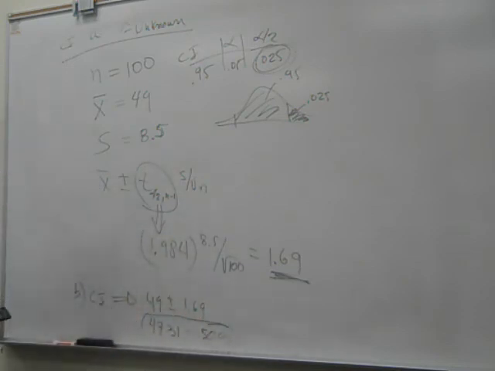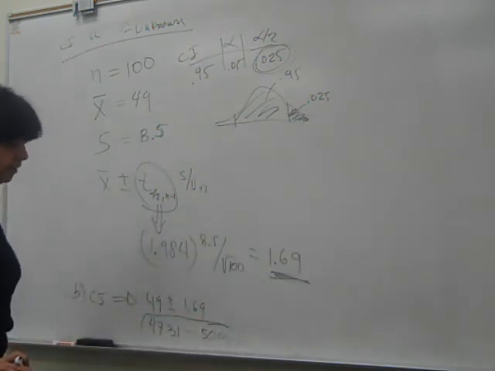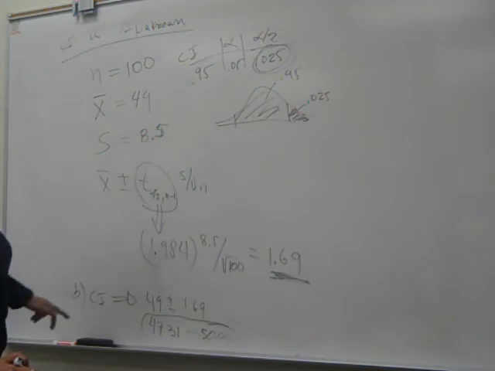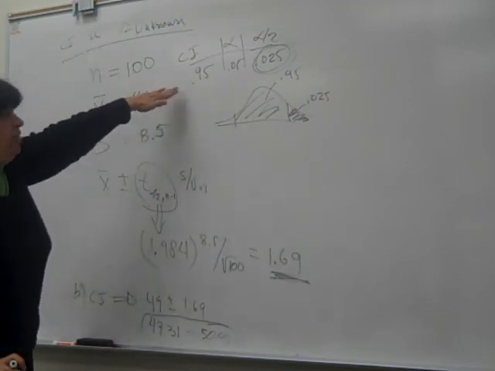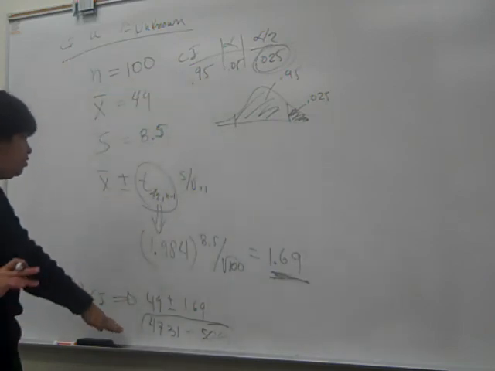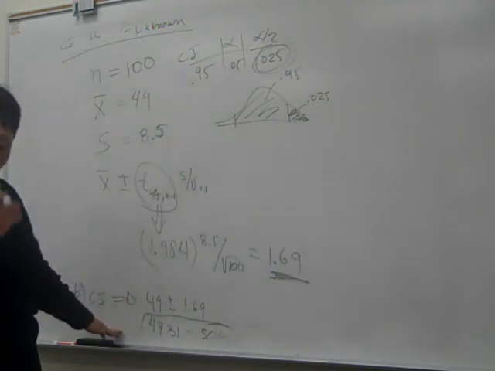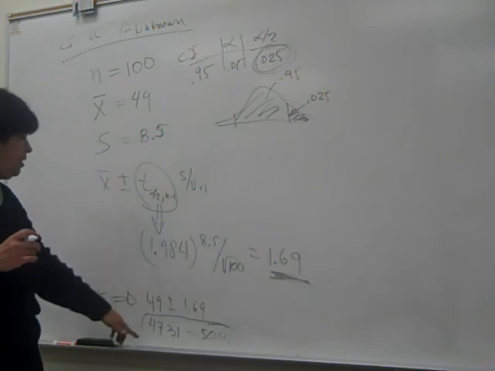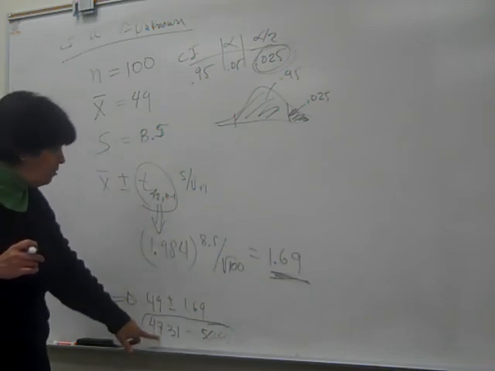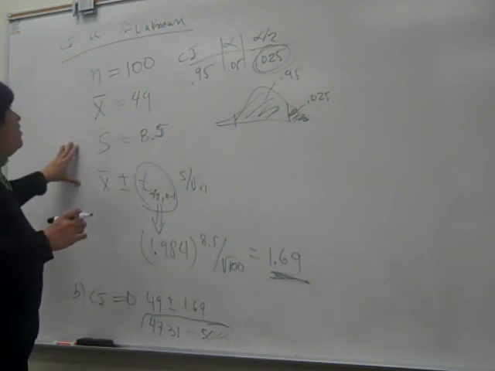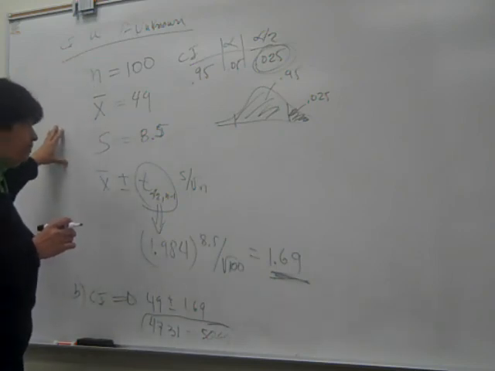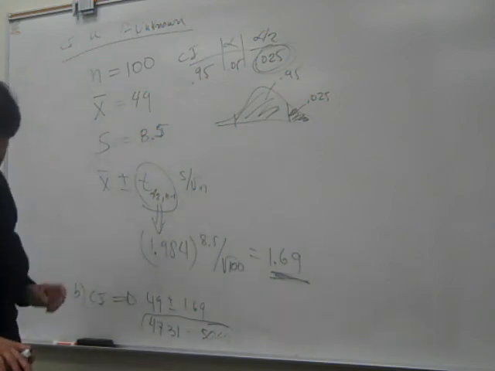Okay? What I'm saying here is that I am 95% sure that the real population parameter mu, the mean of the population, is between 47.31 and 50.69 based on the sample that I have here. That's what I'm saying.